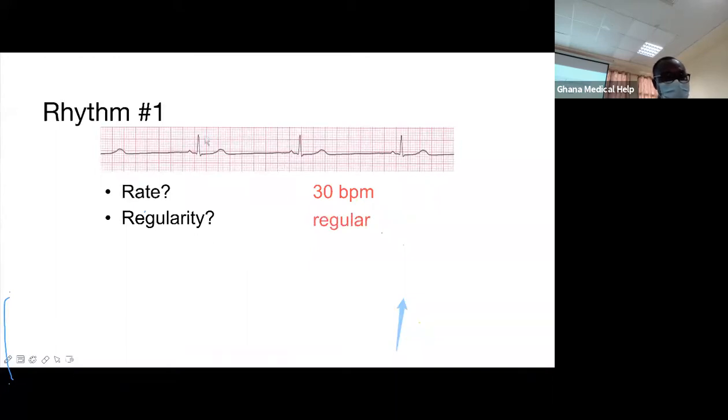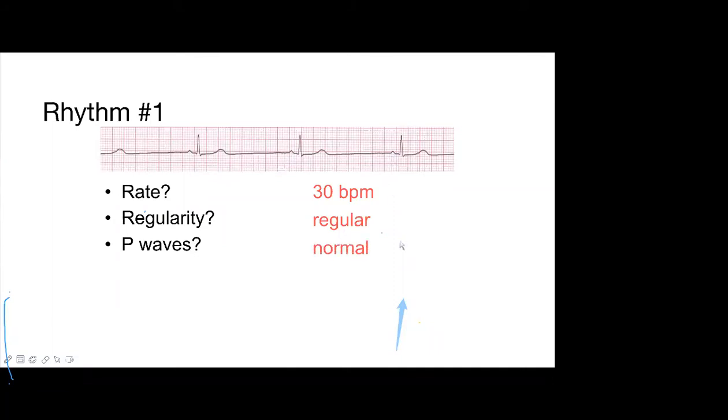If you count the number of boxes from here, if you're using either a sheet or a caliper, you mark from here to there and compare from here to there. I thought it's the same. So it's regular. Then the P waves. Are there P waves at all? So we have a P wave there, a P wave there, a P wave there. Are they normal looking? We think it's normal.